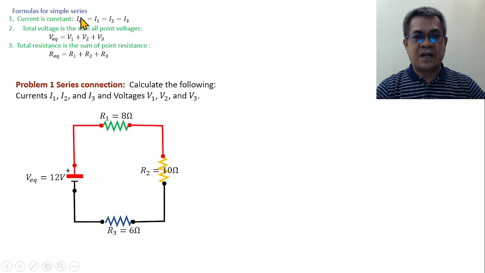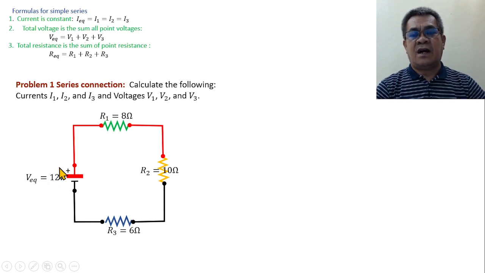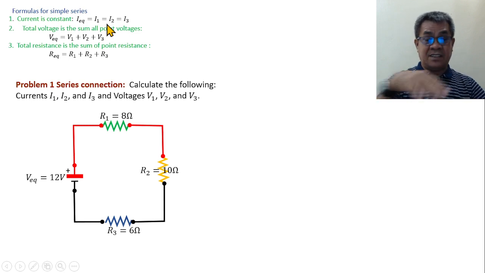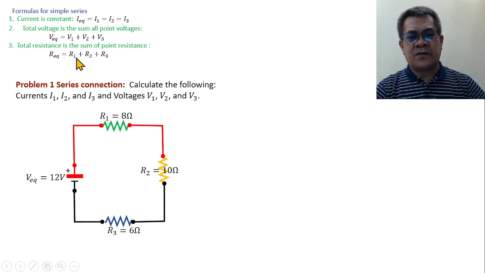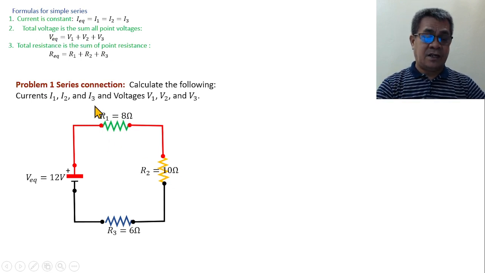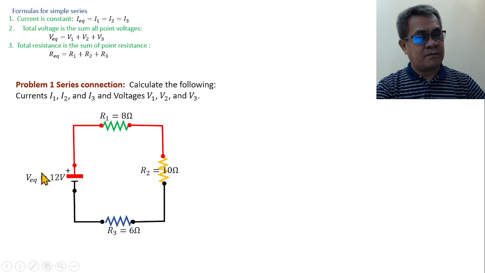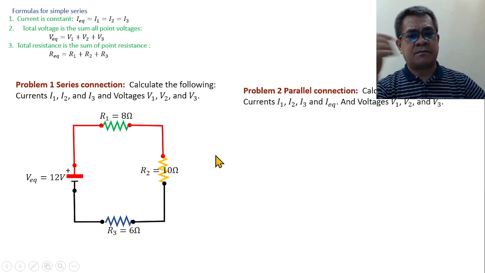And take note that the current is constant, which means after calculating the I equivalent, we can now solve I1, I2, and I3 because currents are constant in series. And after that, we can individually calculate the voltages because of Ohm's law. So specifically, at the certain point of R1, R1 multiplied by I1, which is the same as the equivalent current, then the result is V1. And so with V2, V3. That's it. This is a very simple problem.